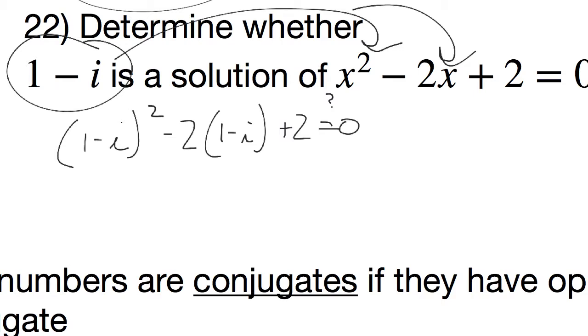So (1 minus i) squared, that's just going to be 1 squared, which is 1, minus 2i plus i squared. I'm going to distribute.